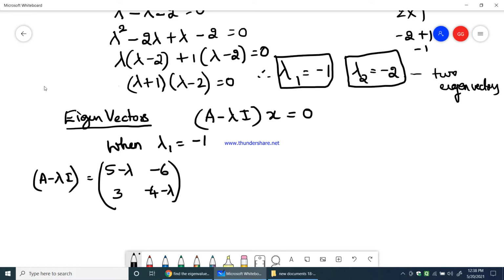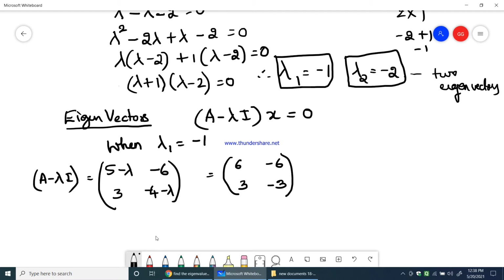Now what I'll do, I'll substitute lambda equal to minus 1. So 5 minus of minus 1 is plus 1, so 5 plus 1 is 6, minus 6, 3, and minus 4 minus of minus 1, so minus 4 plus 1 is minus 3. This is A minus lambda I when lambda 1 equals minus 1.